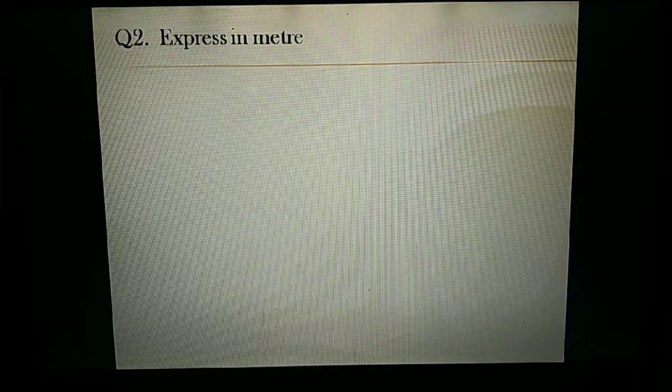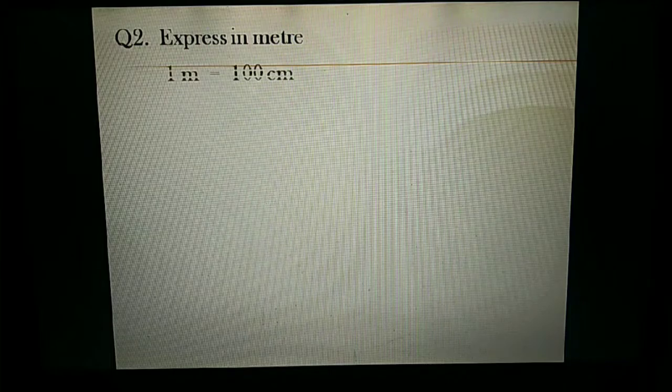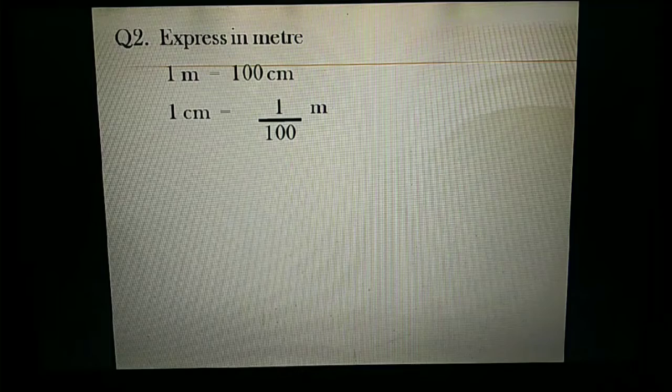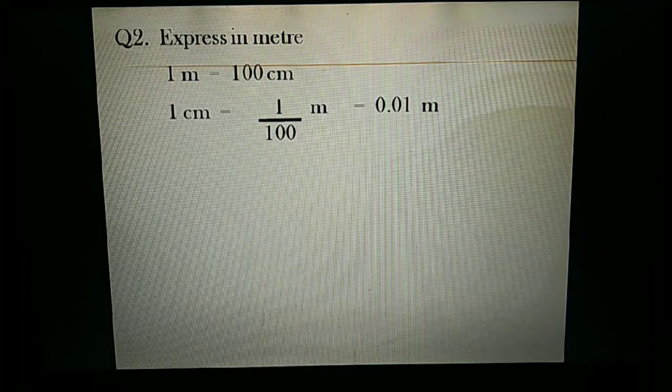Question number 2. You have to express as meter, and the values are given to you in centimeter. The relation of meter and centimeter is 1 meter is equal to 100 centimeter. So, 1 centimeter means 1 upon 100 meter. Again, as there are two zeros in the denominator, in decimal form we will put a point after two digits from the right. The numerator has 1, so the answer will be 0.01 meter.